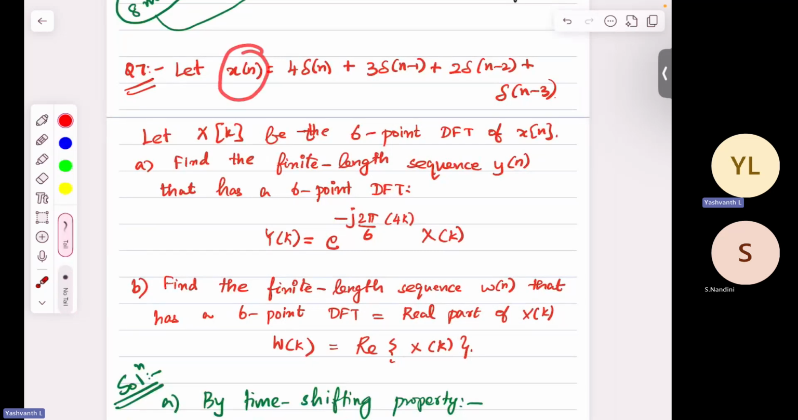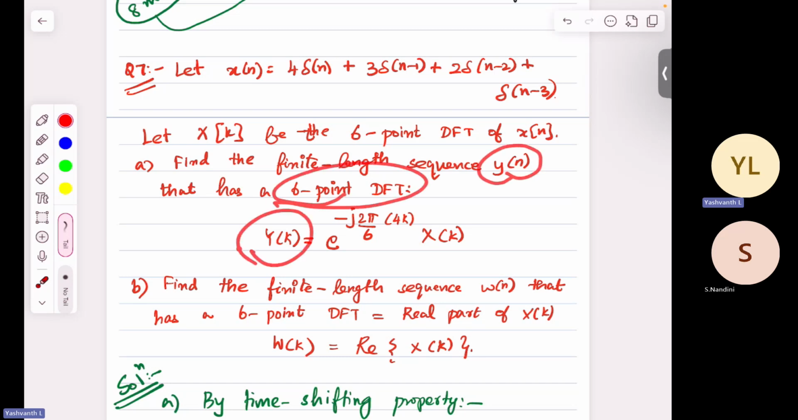x of n is a discrete time domain signal given by 4 delta of n plus 3 delta of n minus 1 plus 2 delta of n minus 2 plus delta of n minus 3. So this is the given signal x of n. Now x of k is the 6-point DFT of small x of n. That is the given fact in the question. The question is to find the finite length sequence y of n that has a 6-point DFT y of k equal to e power minus j 2 pi by 6 into 4k into x of k.